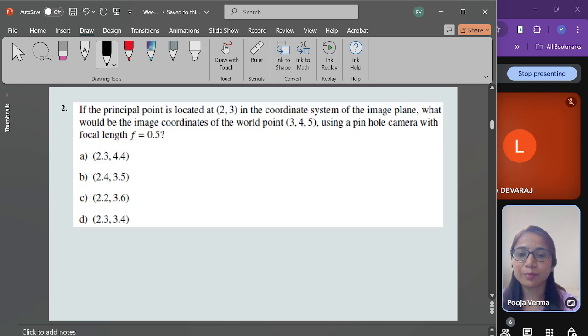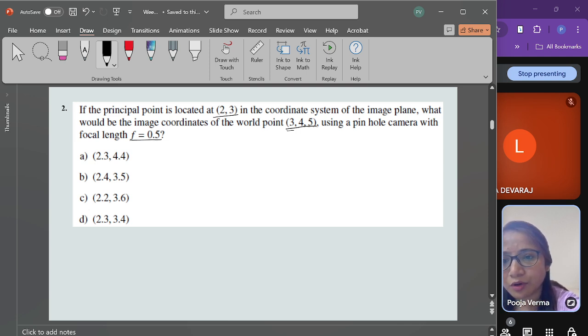Now the next question is: if the principal point is located at 2, 3 in the coordinate system of the image plane, what would be the image coordinate of the world point 3, 4, 5 using a pinhole camera with focal length f equal to 0.5? Here also the principal point is given, the world point is given, and the focal length is given. So how can we move ahead with this question? This is the principal point in image coordinates.